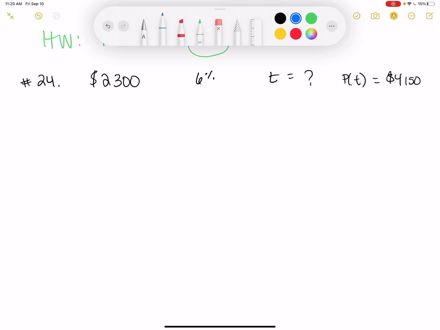So we have our formula that we fill in. So 4,150 is equal to 2,300 times 1 plus 0.06, so I'm just going to write 1.06 raised to the t. You can either throw a log in front of both sides, or you can make the L. I would at least divide the 2,300 over first. I'm going to just set it up because I like the L, but if you want to do it the other way, that's fine.